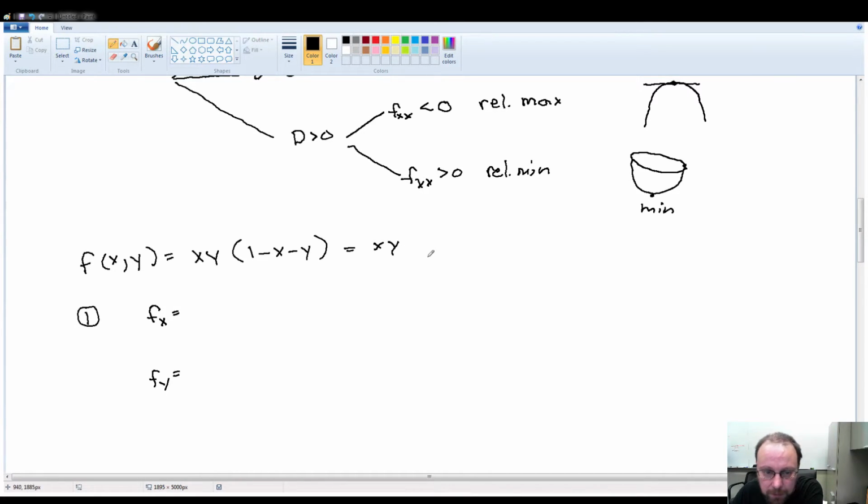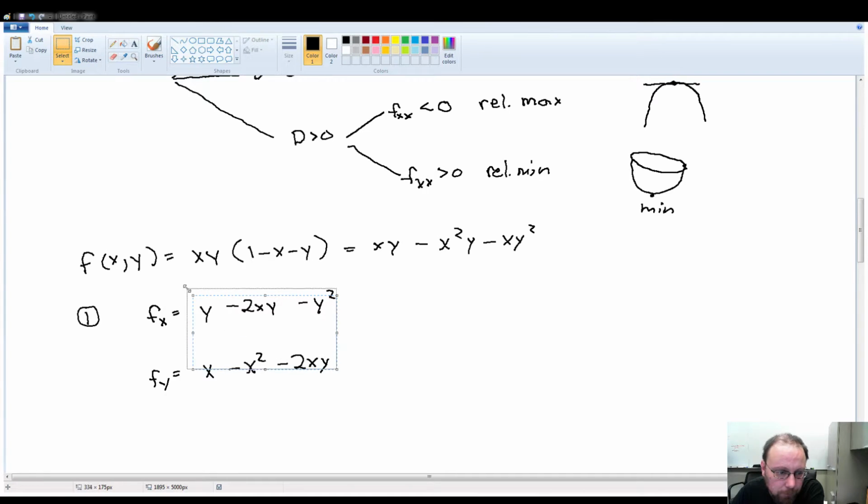So I have xy minus x squared y. All right, and the last term. So let's differentiate term by term, first with respect to x. And then partial of f with respect to y. All right, so now we're going to take these derivatives and set them simultaneously equal to 0.